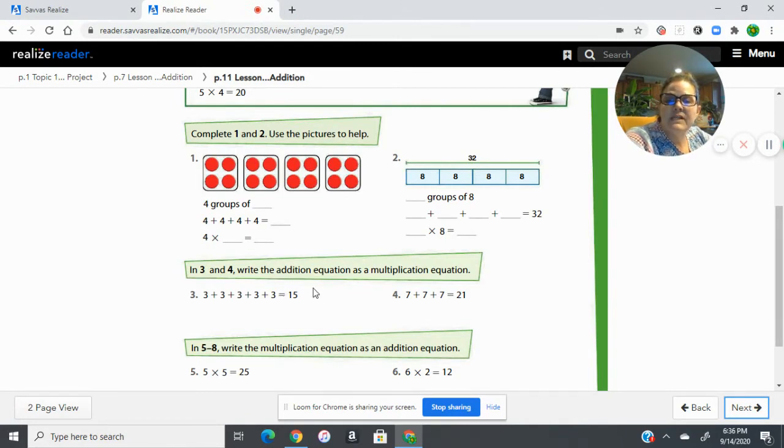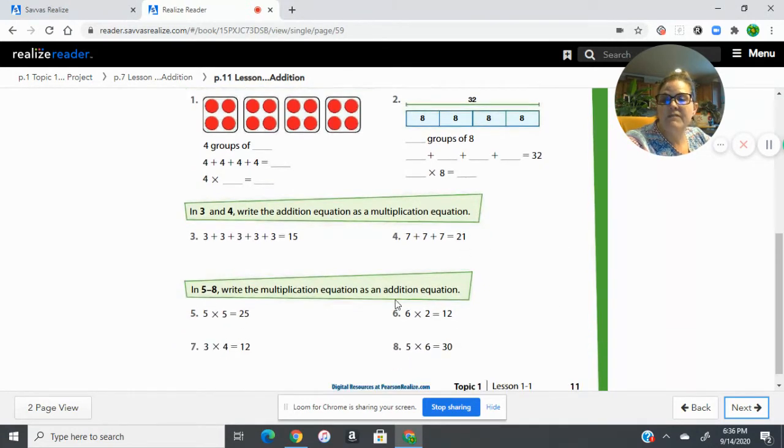And then in this one, it says write the addition equation as a multiplication equation. So that shows us 3 plus 3 plus 3 plus 3 plus 3 equals 15. How can I write that as a multiplication problem? How many groups of 3 do I have? Same with number 4, 7 plus 7 plus 7 equals 21. How can I write that with groups of?